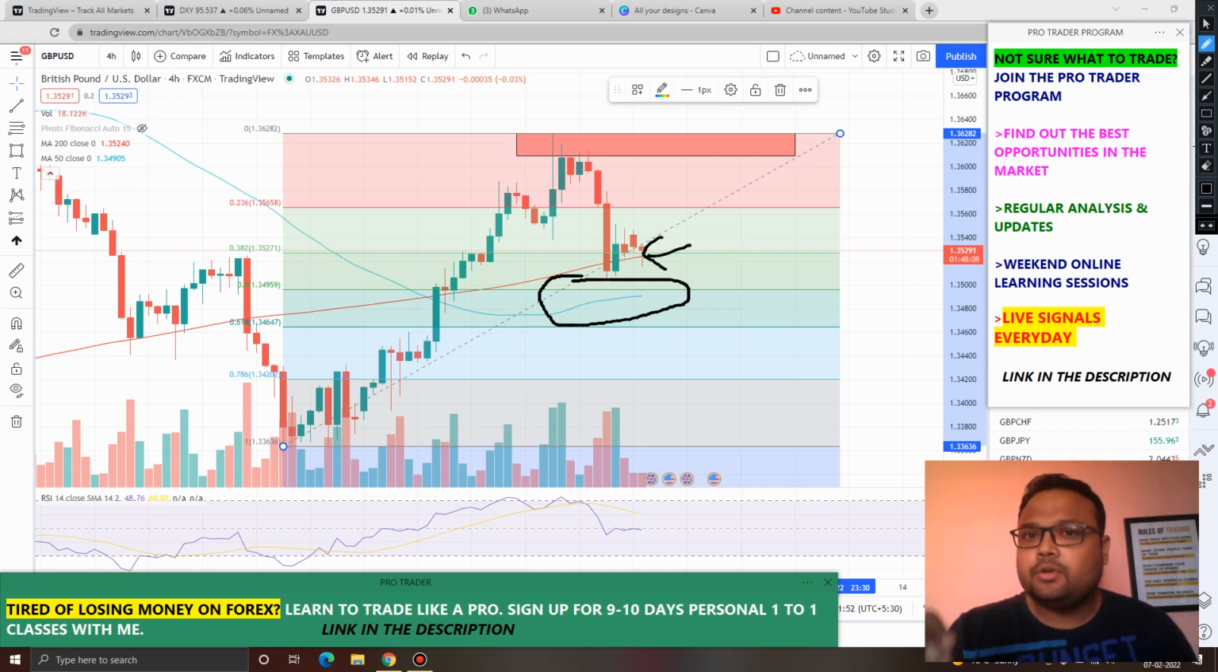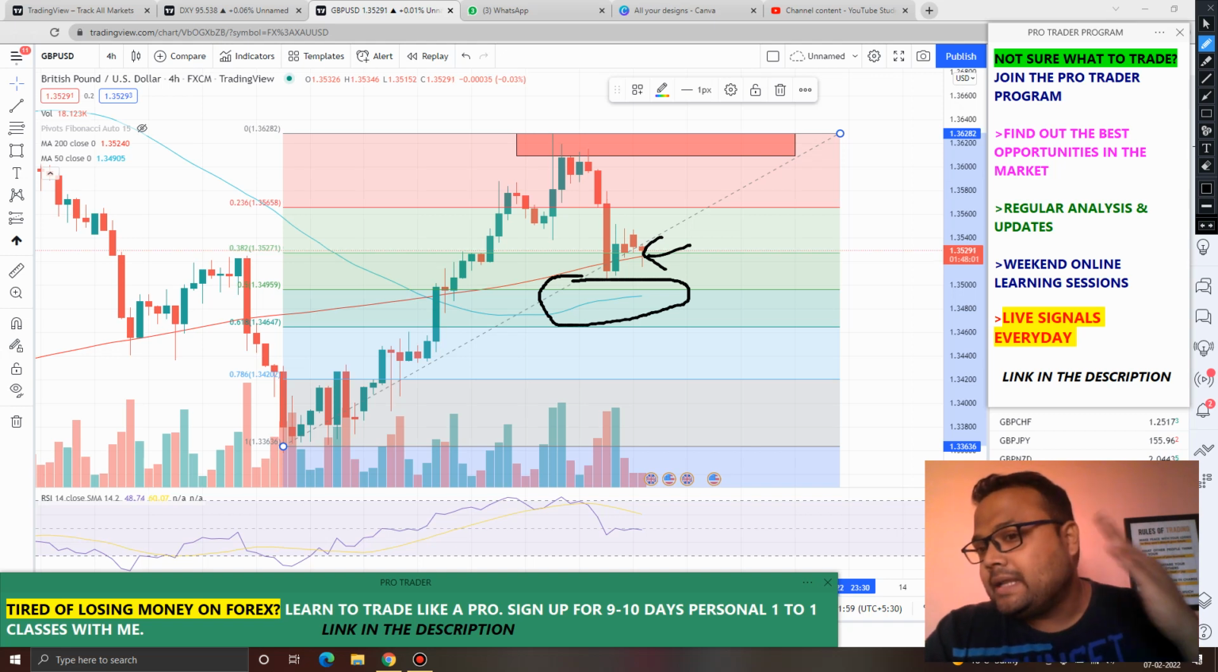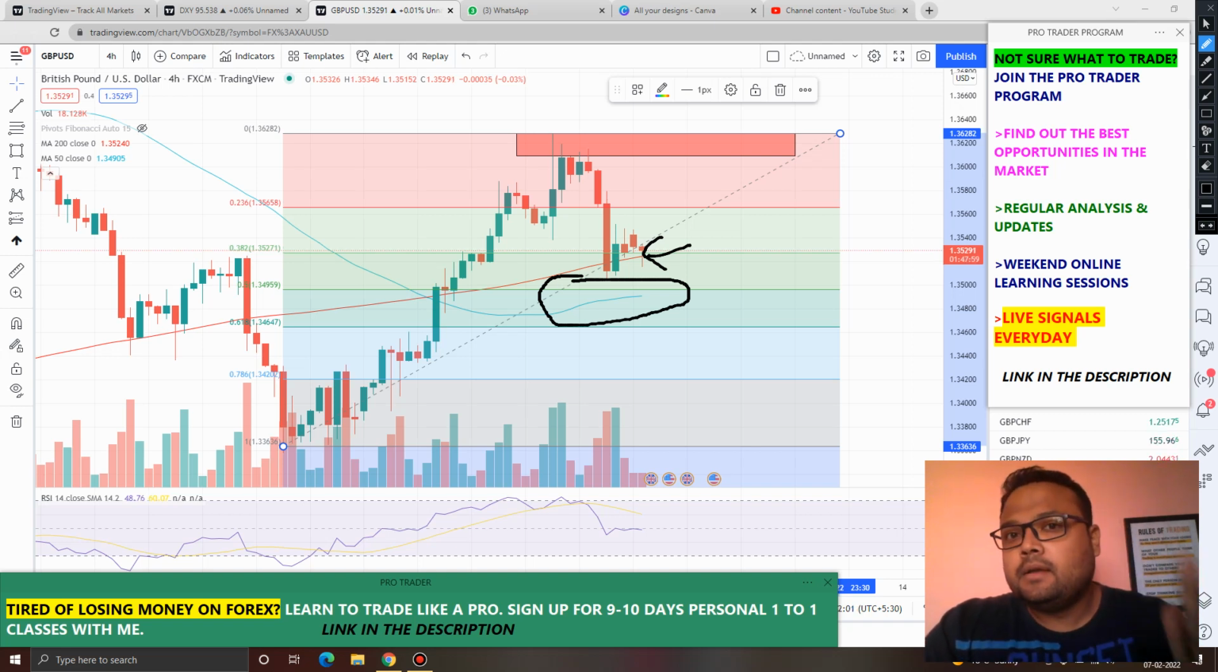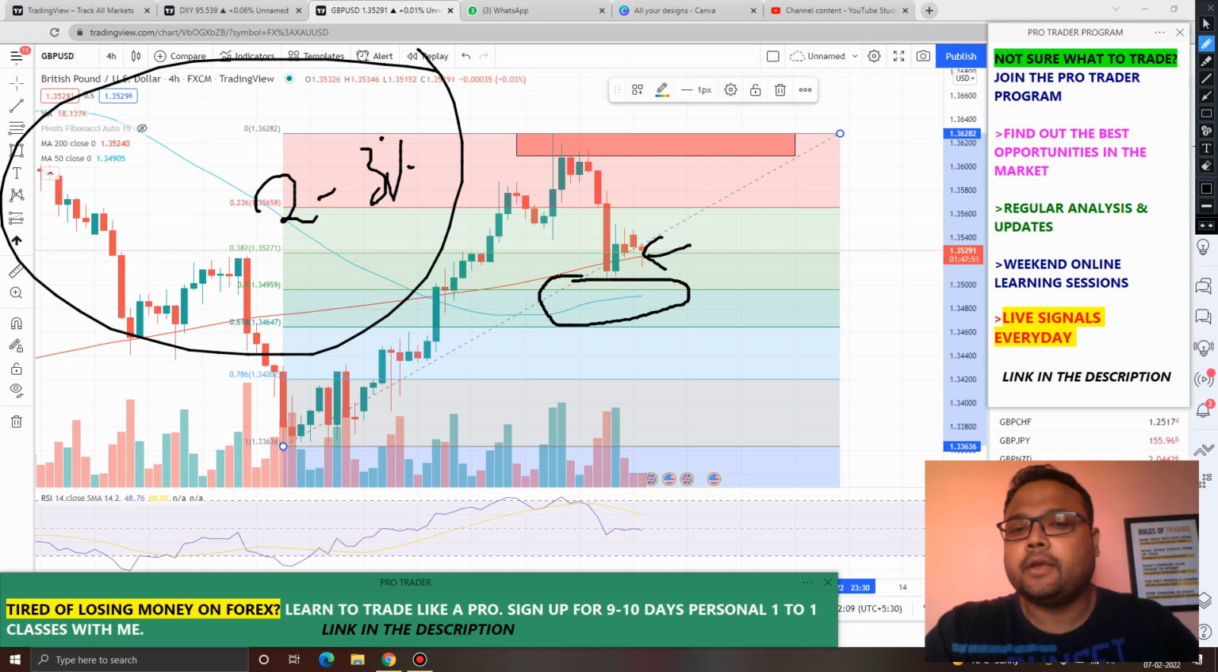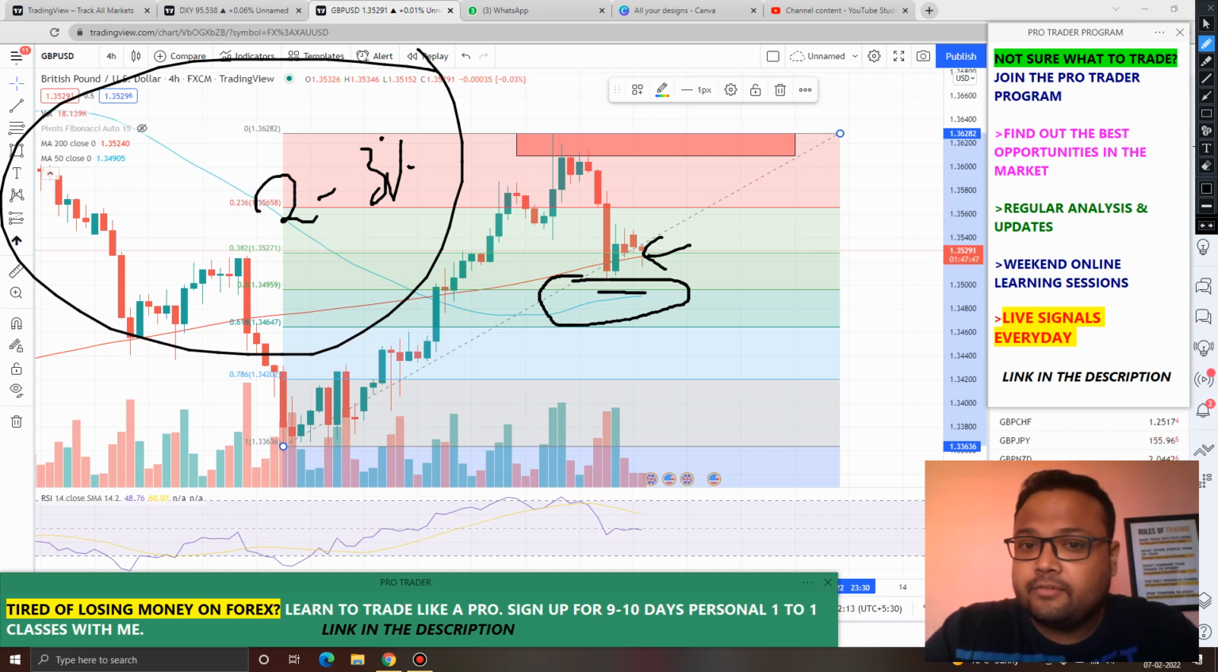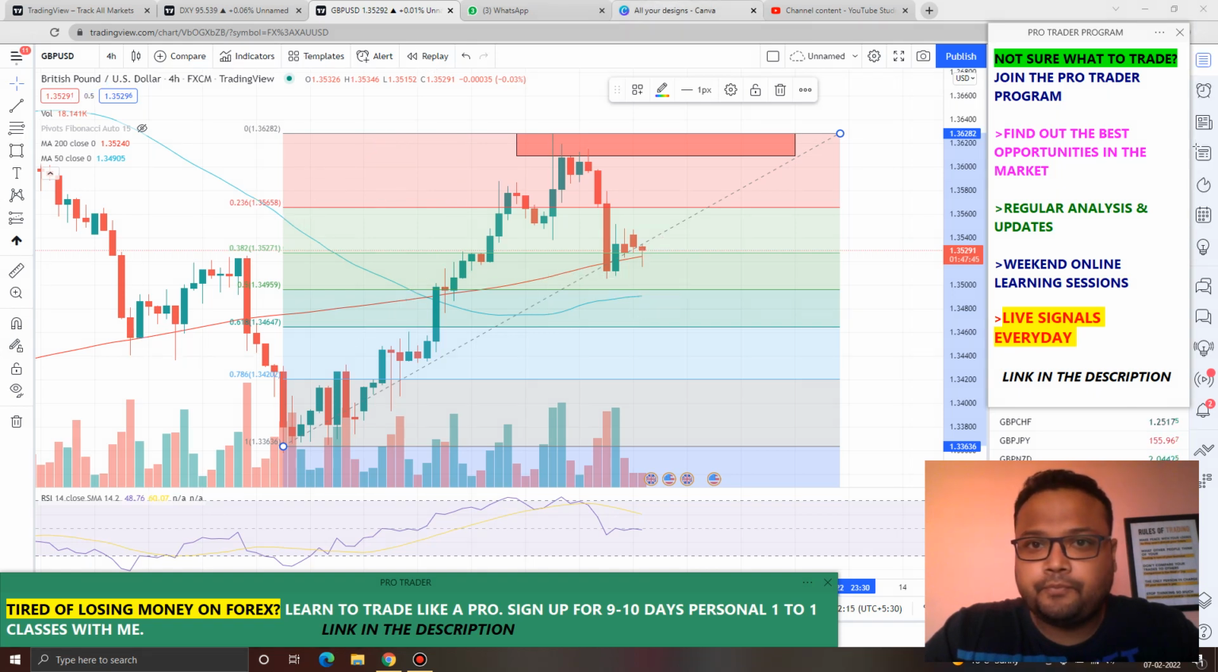But whatever you do, please follow proper risk management, because this is my analysis, I can be wrong as well. Nobody can guarantee you anything in the market, so it's your duty as a trader to protect your capital. So do not risk more than 2 to 3% of your trading capital. Anyways, this is a good level, and this is also a very good level if the market bounces from here.